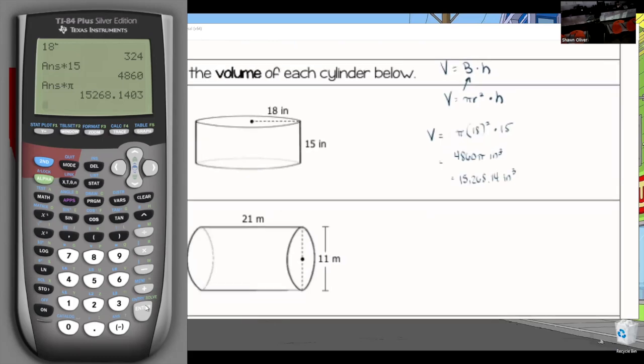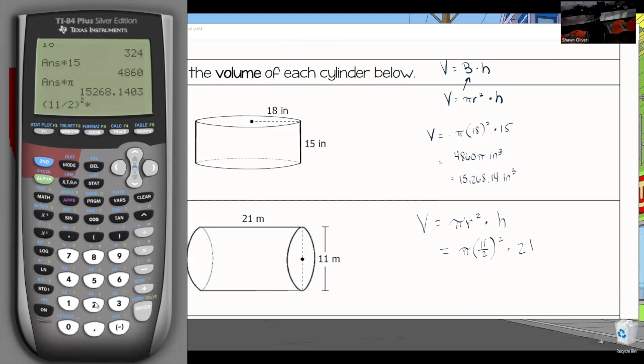Let's do one more. Volume is the base area times the height. So pi r squared times height, because pi r squared is the area of a circle. This is definitely where I want to let my calculator do all the work. So 11 over 2 squared, because the whole diameter is 11, we won't have to find the radius. So let it work. So here we go. 11, make sure you use parentheses because it'll only square the 2 if you don't. Squared times 21. And then math.